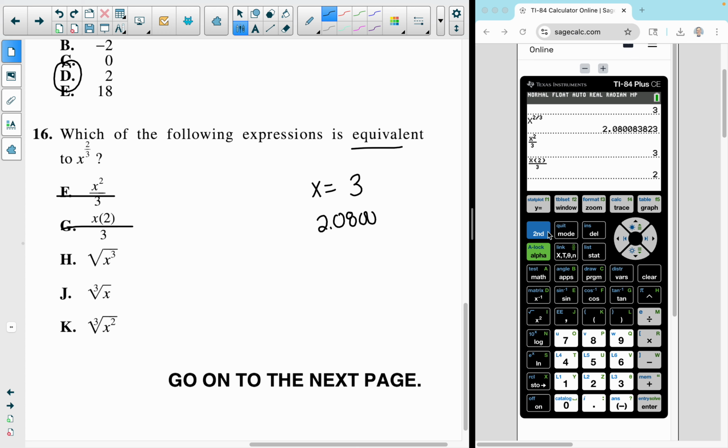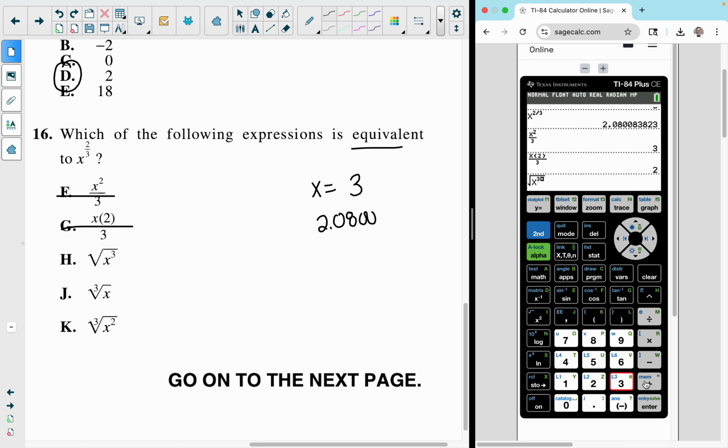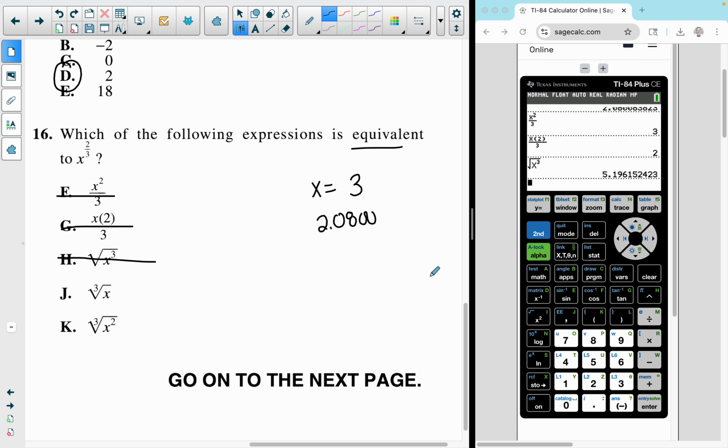The next one is the square root, so square root of x to the 3rd. Press enter. That is also not the same decimal. Next one is the cube root of x. I'm going to go to the cube root, which is in the math key. The cube root is number 4. I'm going to do the cube root of x. Press enter. That is not the same decimal, so that one's gone.